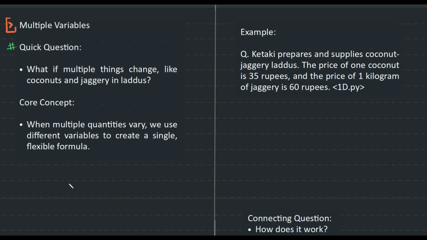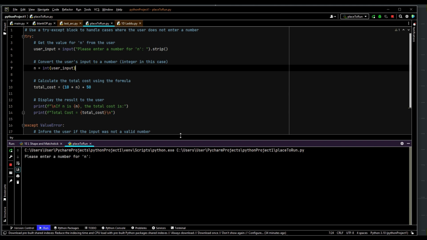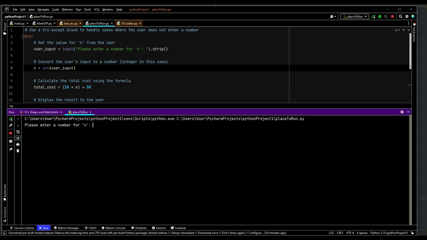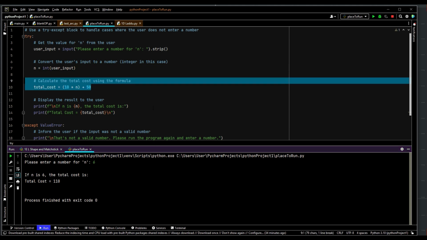We saw things like 5p, 6c, and so on, where p is your variable. That is a value that will vary. We got to see that with multiple scenarios. Please enter a number for n, say 6, and the cost is 110. So this takes up the expression of 5 times 6 plus 50. This is to figure out how much the delivery cost will be.